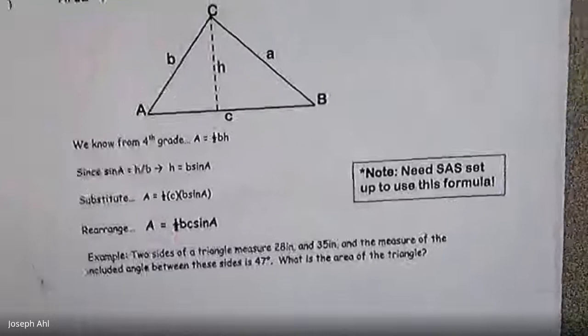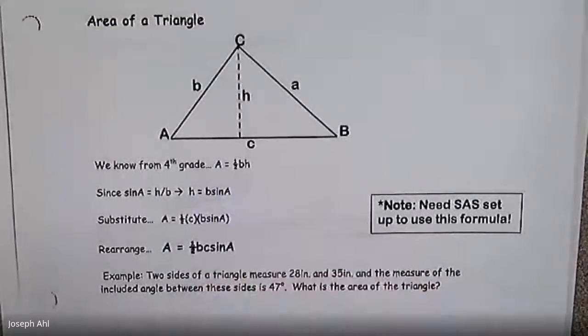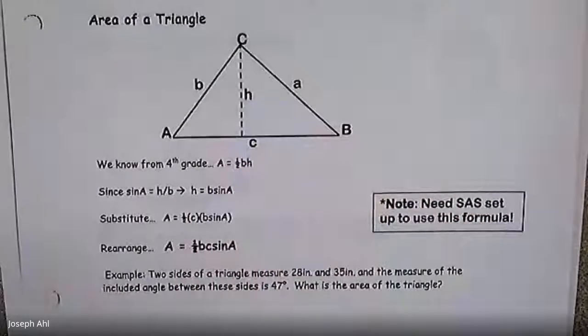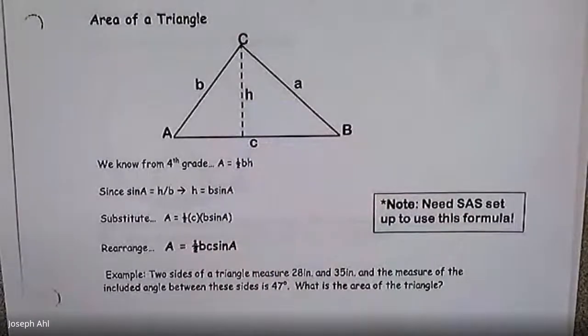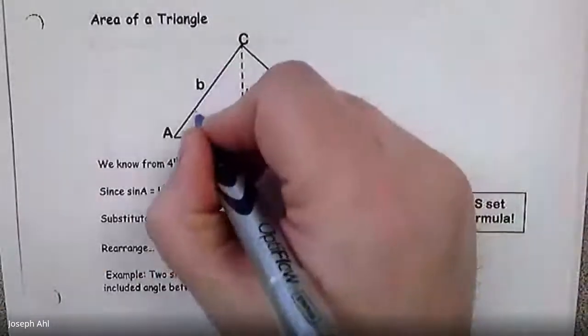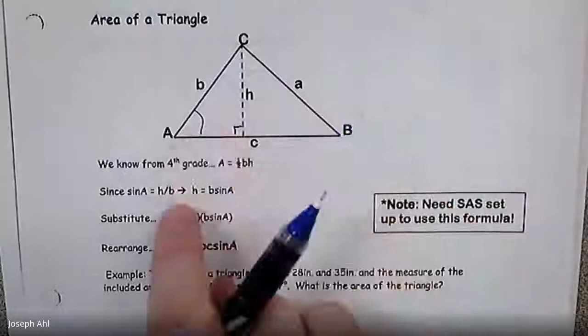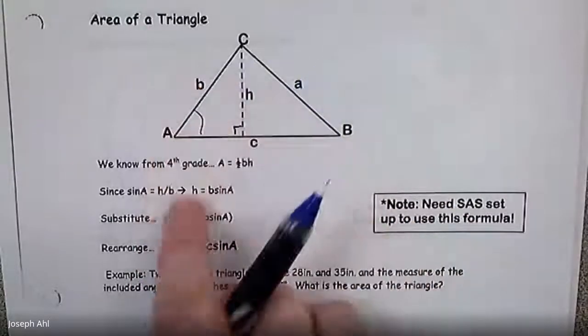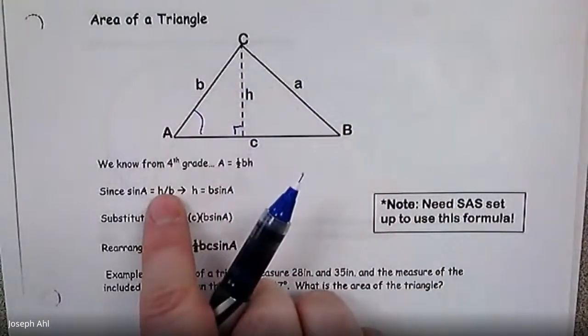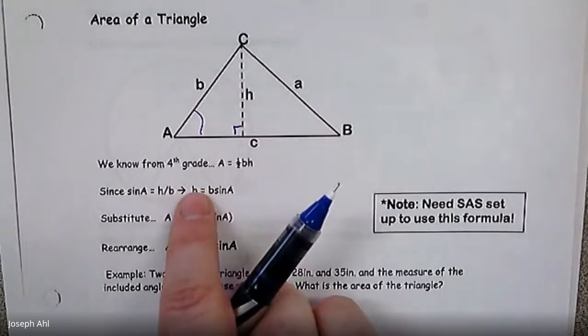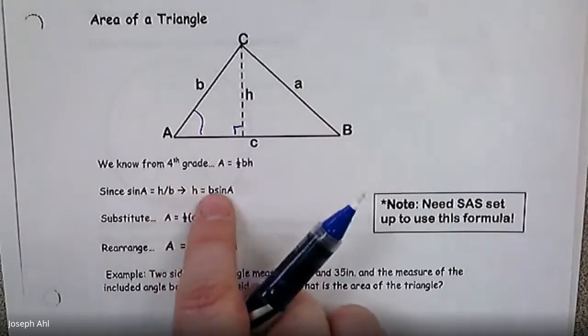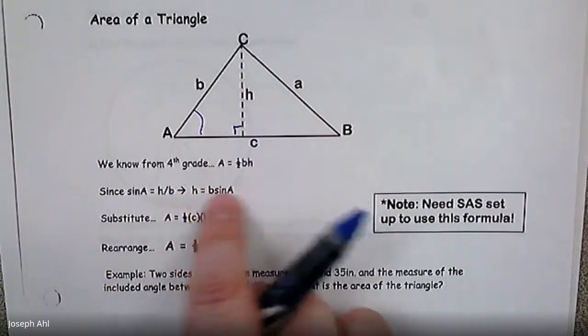So when calculating the area of a triangle, we're going to base it off of what we know from 4th grade math. 4th grade math tells us that 1/2 base times height is a formula for the area of a triangle. Well, if you look at sine of angle A, we're going to use this little triangle over here. Sine of angle A would equal opposite over hypotenuse. That's where h over b comes from. Therefore, what's the height? If you multiply both sides by b, you get height equals b sine A.